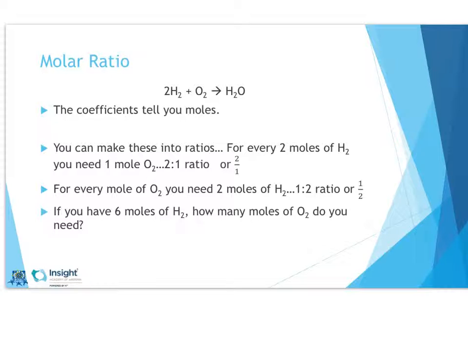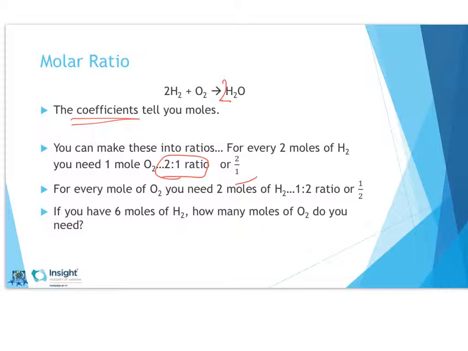And again, those come from those coefficients. Okay? So, when you're reading an equation, you have 2H2 plus 1O2 yields 2H2O. Okay? Those coefficients are telling you something. What it's saying is, for example, for every 2 moles of hydrogen gas, I need 1 mole of oxygen gas. Okay? My ratio would be a 2-to-1 ratio.